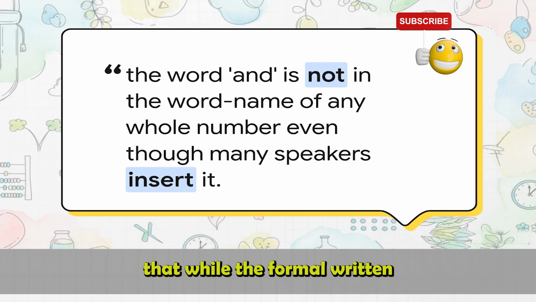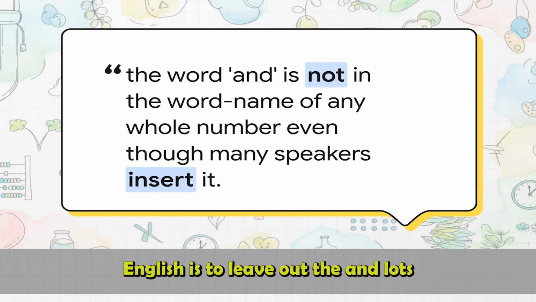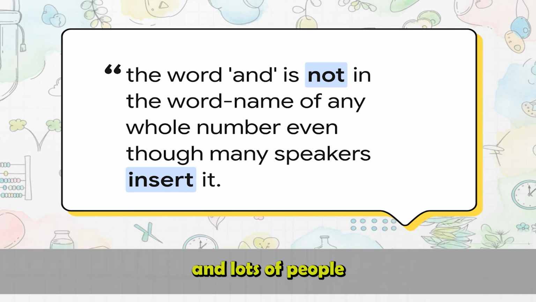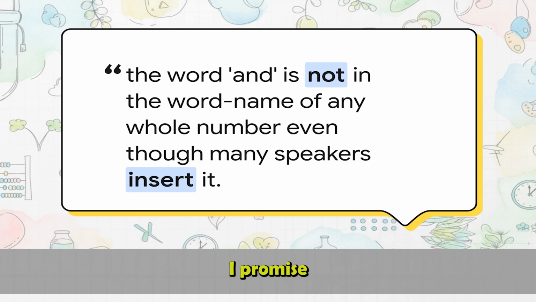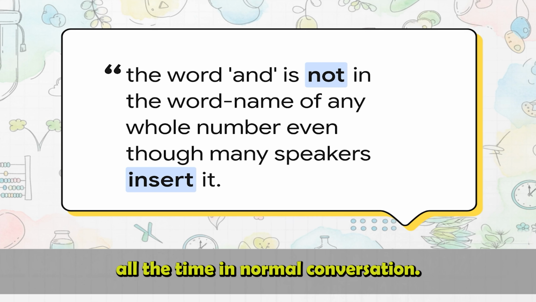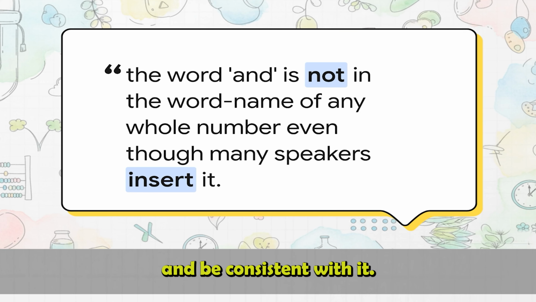This quote points out that while the formal written rule in American English is to leave out the and, lots and lots of people add it in when they speak. So while one hundred one might be what you see in a textbook, I promise you, you will hear Americans say one hundred and one all the time in normal conversation. The key is just to pick a style and be consistent with it.